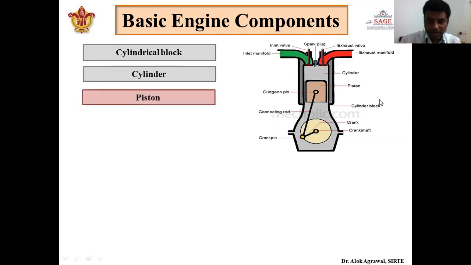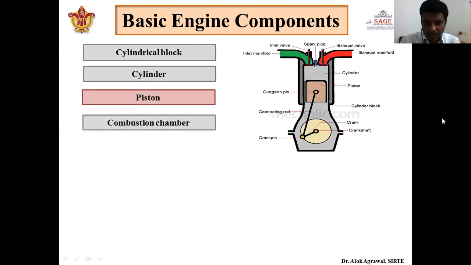Next is piston. This is again a circular cross section component which reciprocates inside the cylinder. It will move up and it will move down, and it will be operated with the help of the crankshaft via connecting rod and crank pin. Next one is combustion chamber. Combustion chamber is a space between the upper portion of the piston and this cylinder head. This portion is called cylinder head.